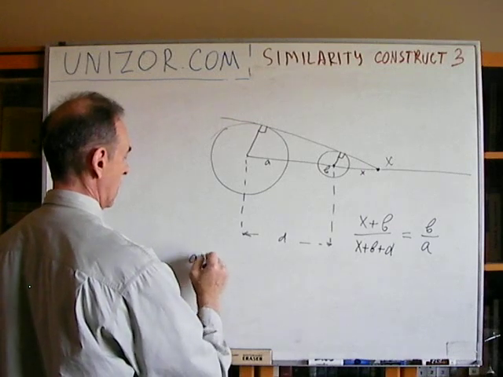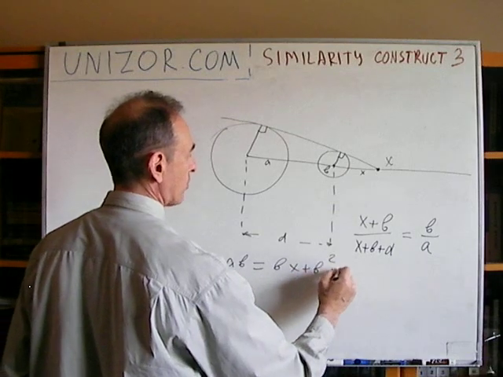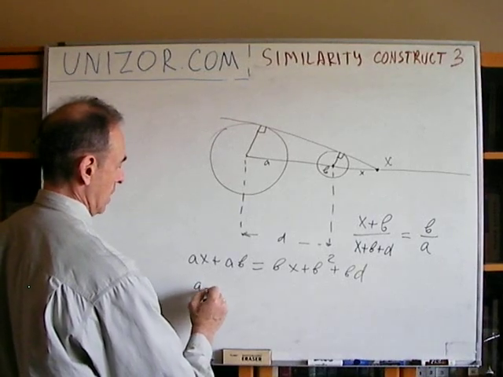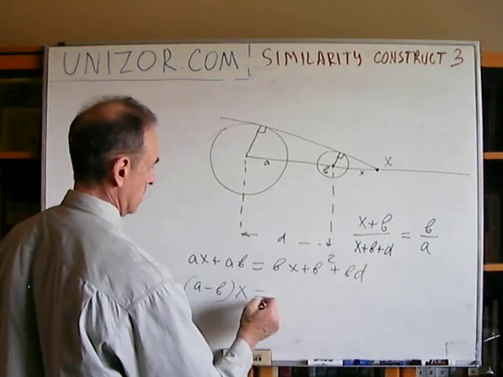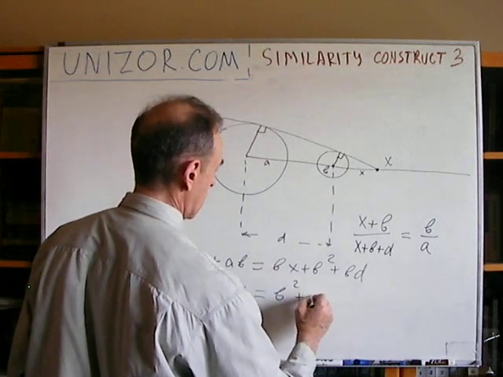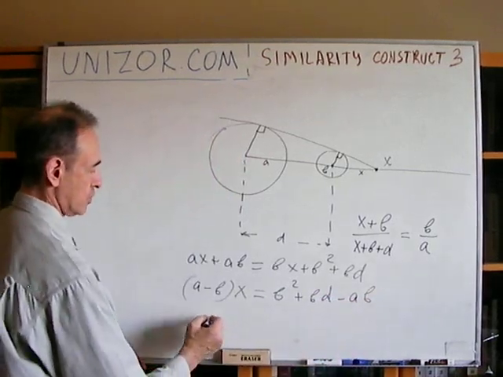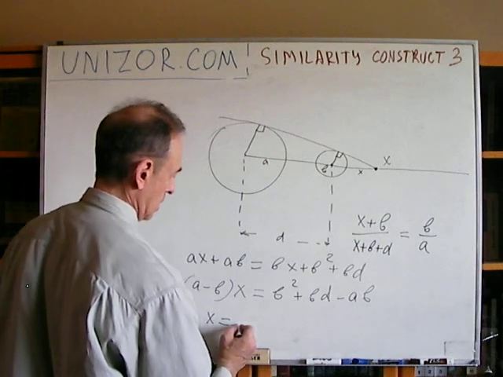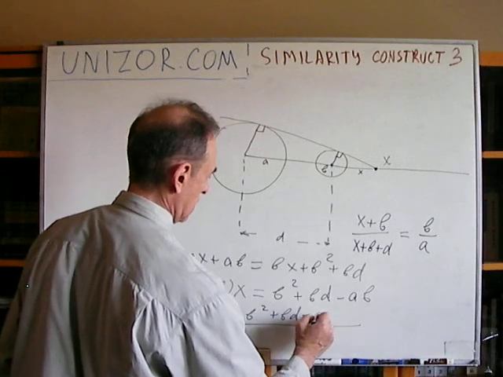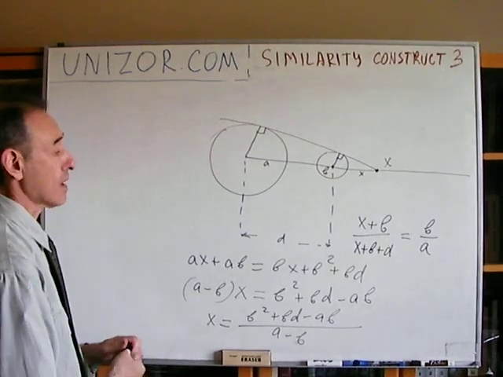So it's AX plus AB is equal to BX plus B square plus BD, right? From here we get (a minus b)x is equal to b squared plus bd minus ab, from which we conclude the expression for x.